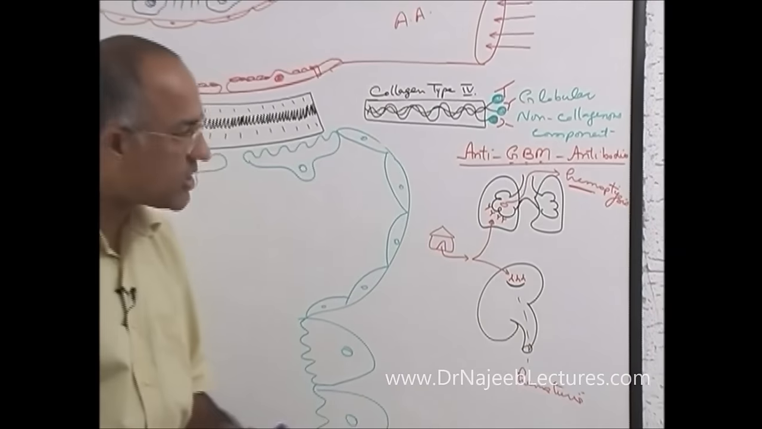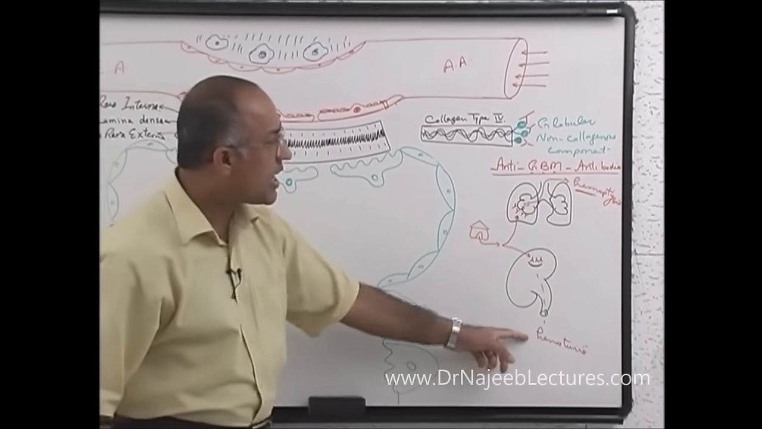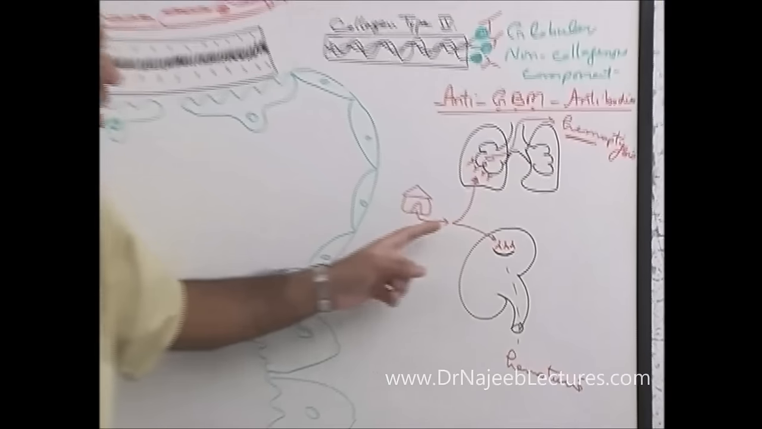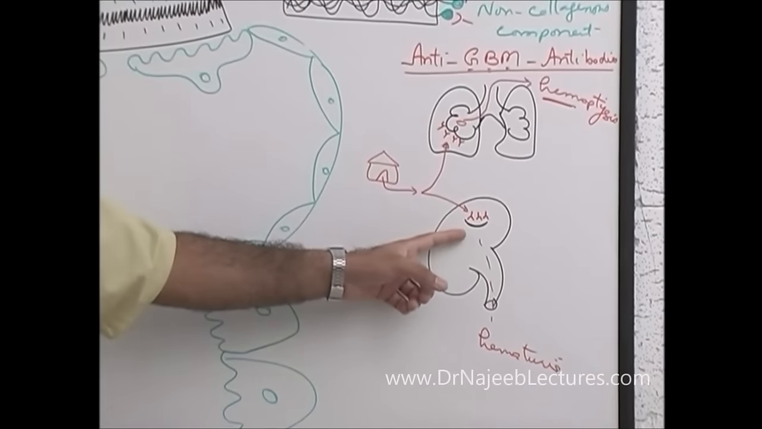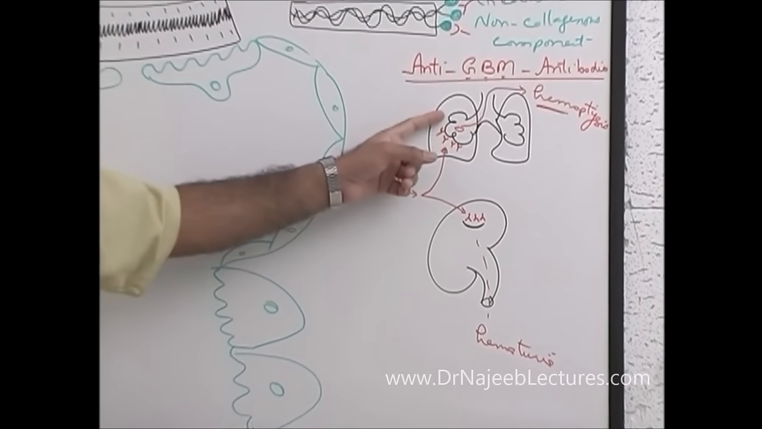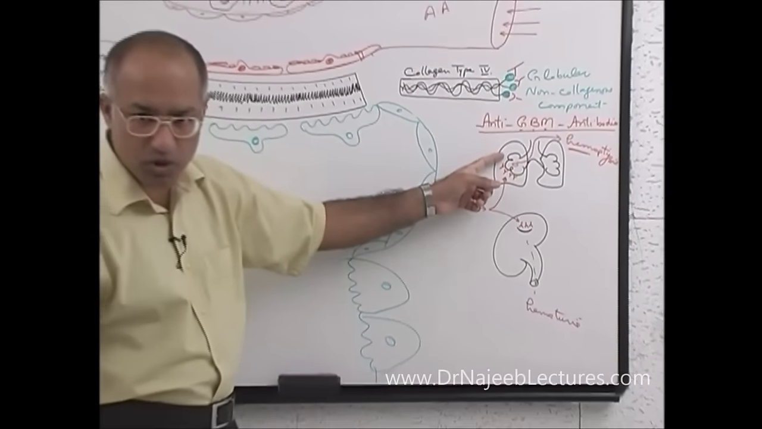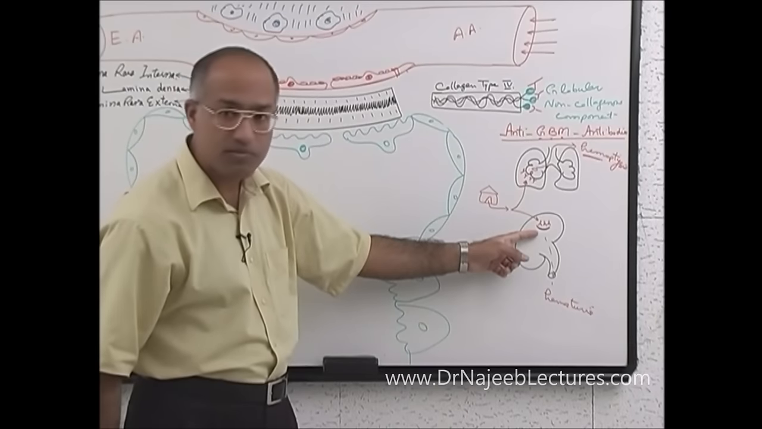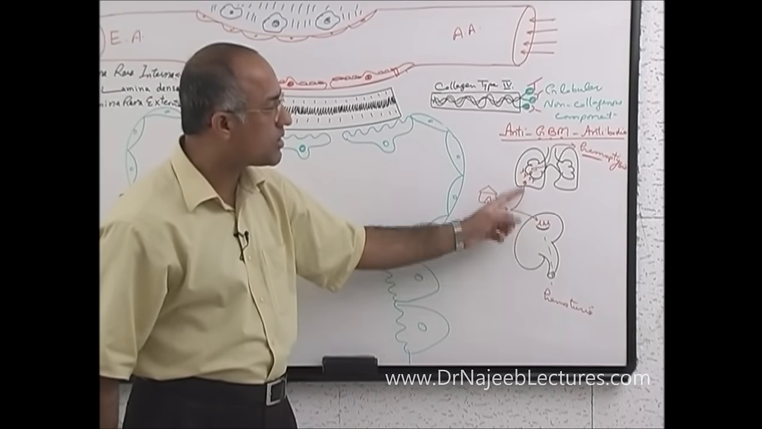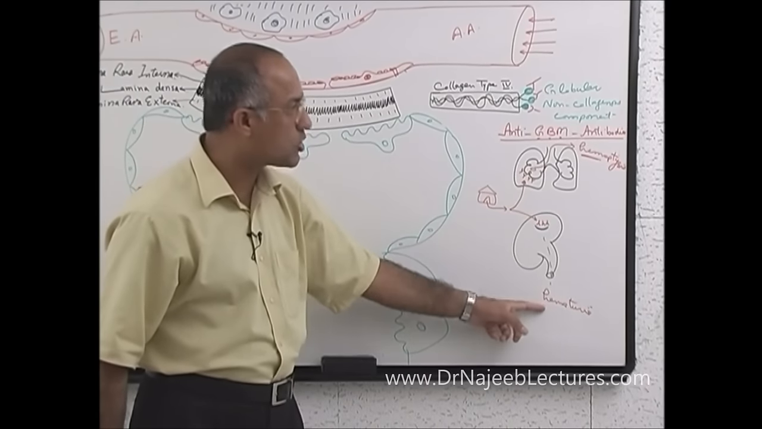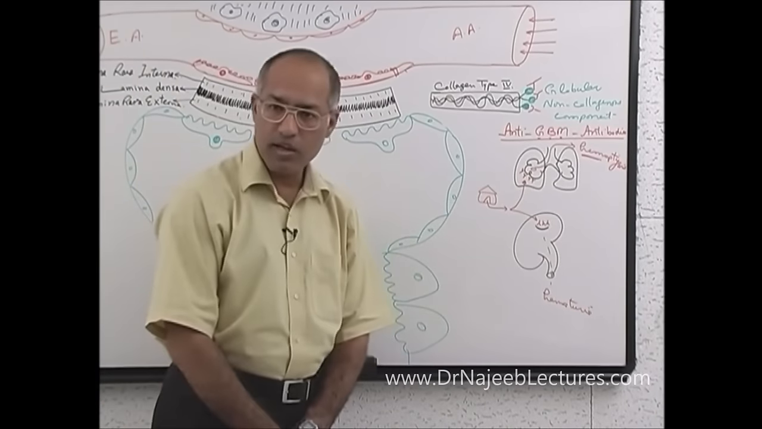So when a patient has hematuria and hemoptysis due to an autoimmune disease in which there are antibodies directed against GBM as well as against ABM, ABM is alveolar basement membrane, GBM is glomerular basement membrane. When both are destroyed by the immune process, the patient develops hematuria as well as hemoptysis.